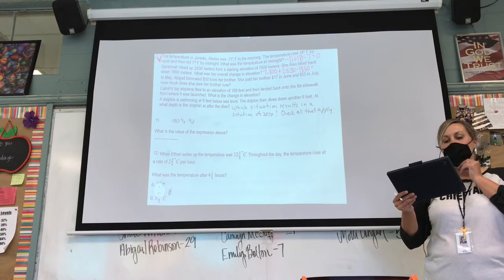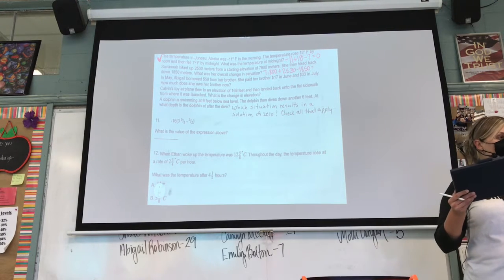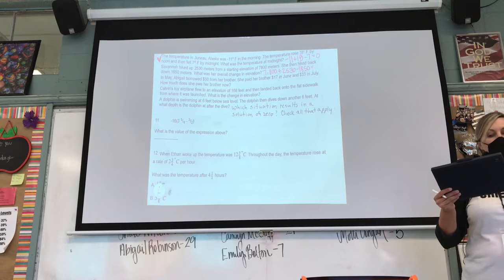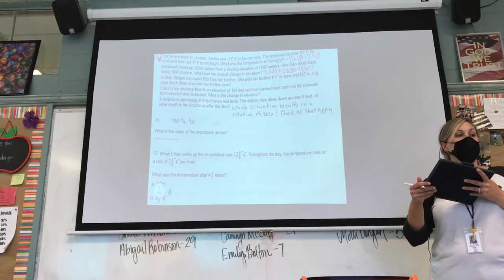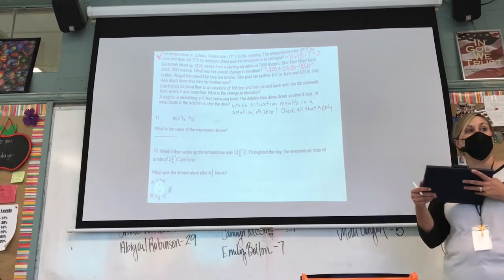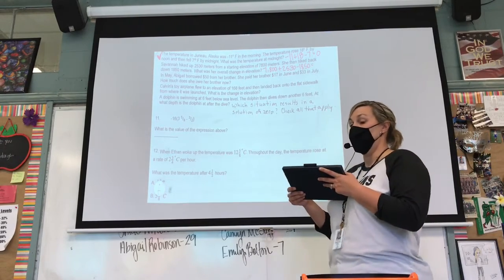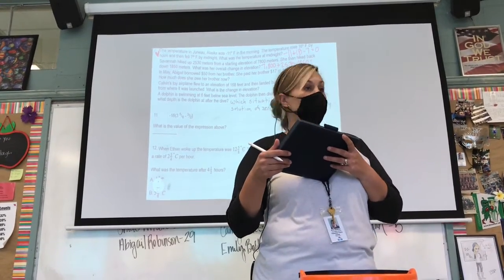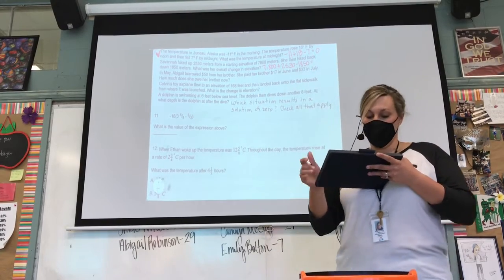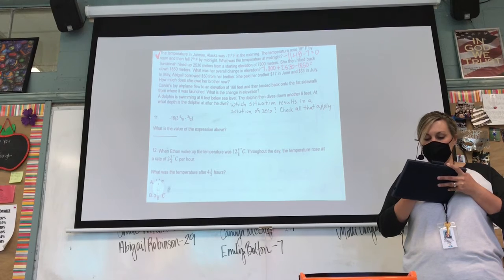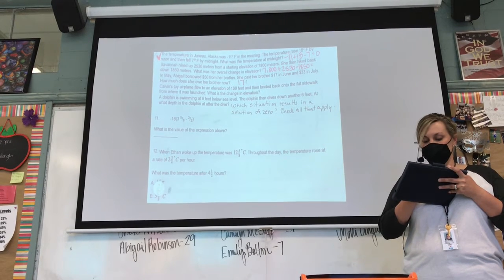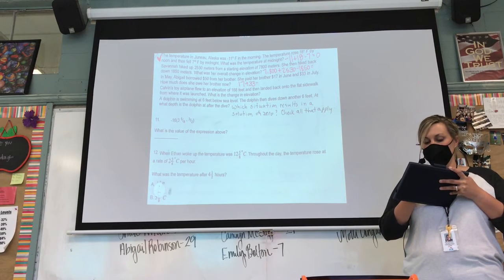$33 in July. How much does she owe her brother now? 0. Why 0? Remember, to get an A, you need to be writing these down. If you say 50 minus 17, that would leave 33 left. Then you would say 33 minus 33, which would equal 0.